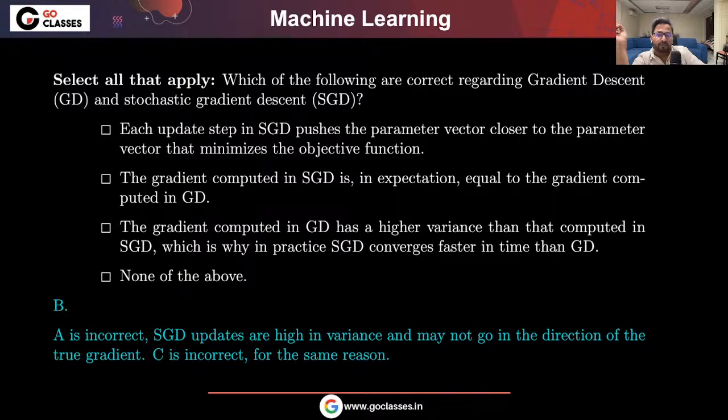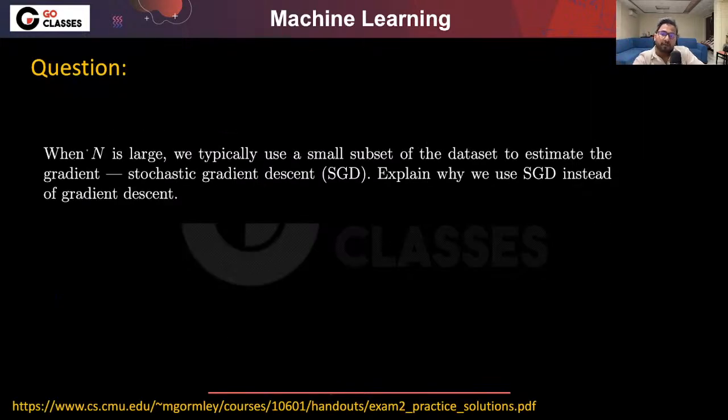Now let's move to the next question. What they are saying is: when n is large, we typically use a small subset of the data set to estimate the gradient, stochastic gradient. Then explain why we use stochastic gradient instead of gradient descent. Can you explain why we are using stochastic when n is large? Can you tell me the reason? What was the motivation for the stochastic? Basically, it is faster, right? SGD is faster.